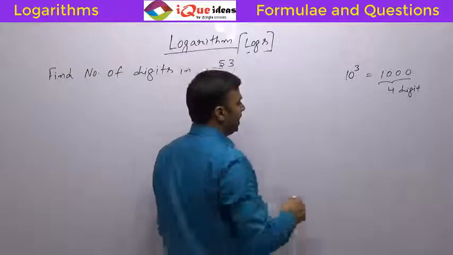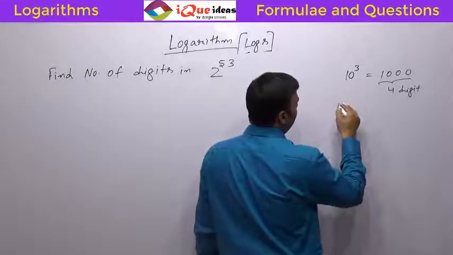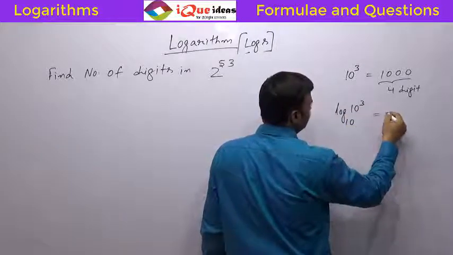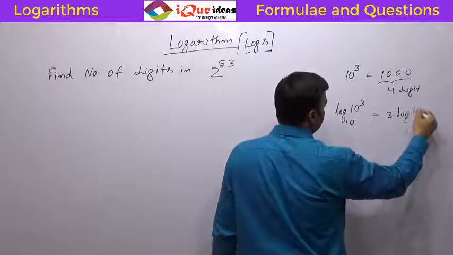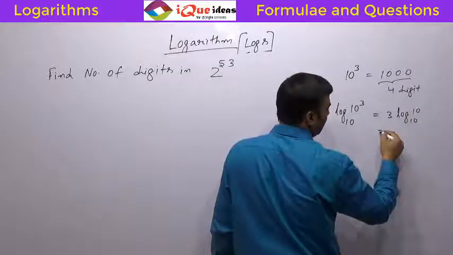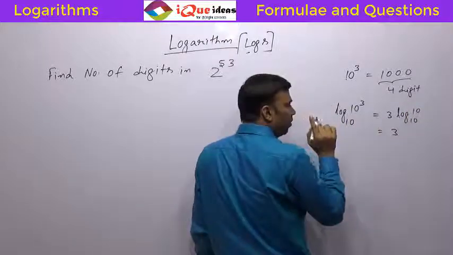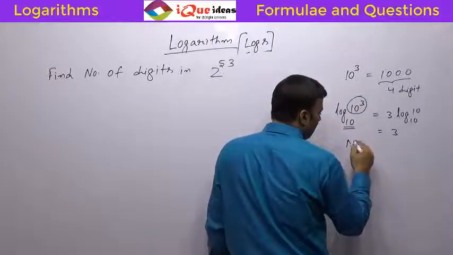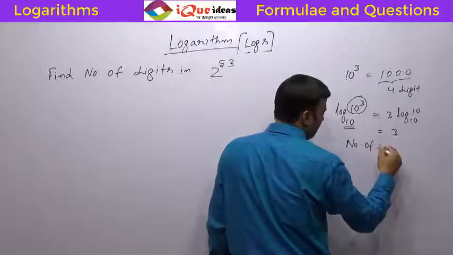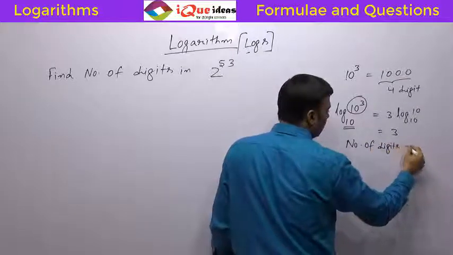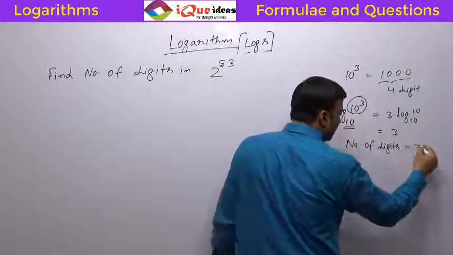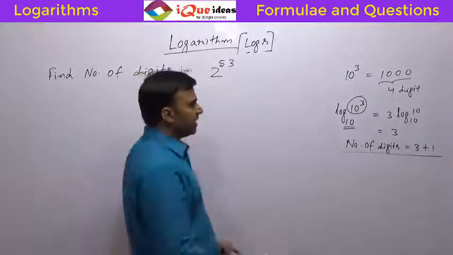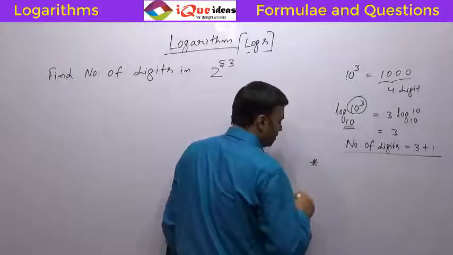And how do we do that? Let's see. I'll give you an analogy here. Find log of 10 raised to the power 3 to the base 10. It is equal to 3 log 10 to the base 10. Now log 10 to the base 10 is 1. So final answer is 3. So if you know the log of a number to the base 10, the number of digits is equal to whatever log you have calculated to the base 10 plus 1. Always, right?